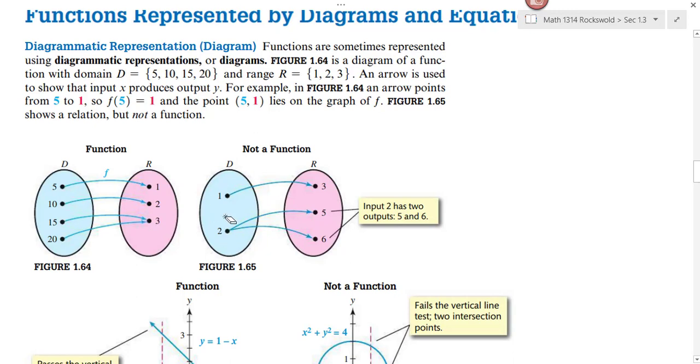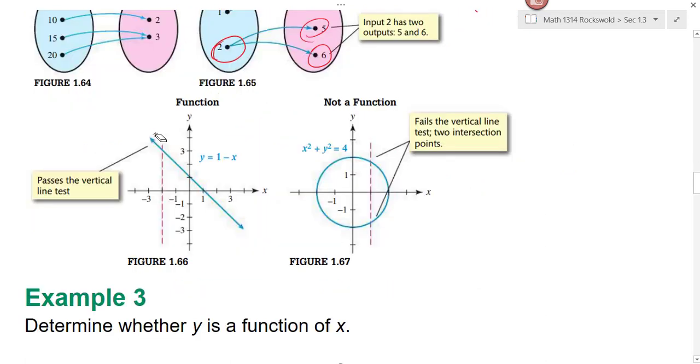This one's not a function because of this point right here. That 2 gets paired up with two different y values, so I would have the x's repeating at 2, 5 and 2, 6 if I were to write out the ordered pairs that this mapping illustrates. For this graph I would have 1, 3, 2, 5, and 2, 6, and we see that these x values repeat, so that's why it's not a function. If you have a graph and you want to check and see if it's a function, just use the vertical line test. If the vertical line crosses more than one place, it's not a function.